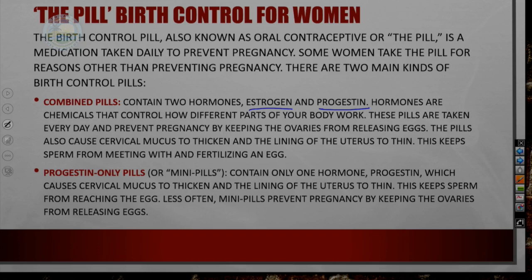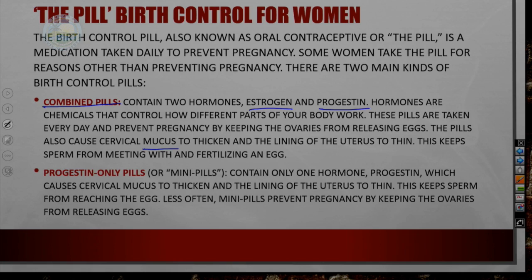The endometrium will be very thin, and of course, if that happens, then you will not have implantation taking place. Right? The thickening of the cervical area, the cervix, with mucus will not allow the sperm to penetrate. So these combined pills, made up of two different hormones, have the impact of not allowing the development of the Graafian follicle, and so not allowing the egg to be released.